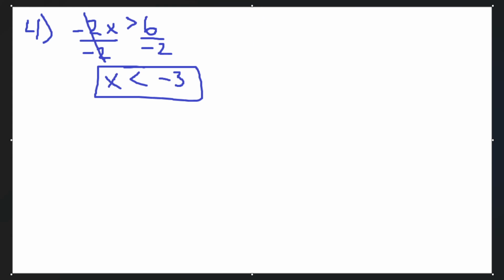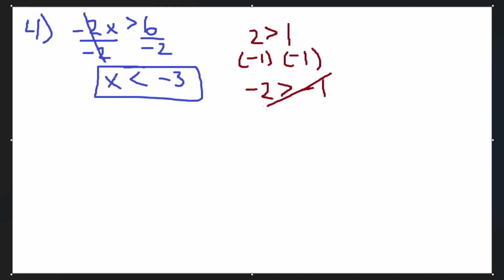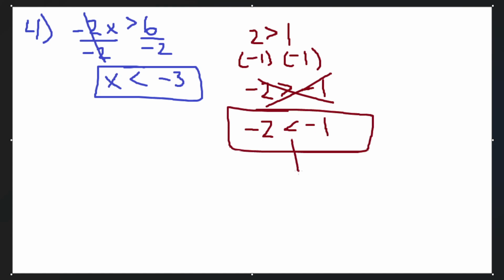One way to think about this is, let's just say you have 2 greater than 1, which we all know is true. If you multiply both sides by negative 1, then you have negative 2 greater than negative 1. But that's not true. What we know to be true is negative 2 is less than negative 1. So that's why the sign flips. That's why it's important to flip the sign.